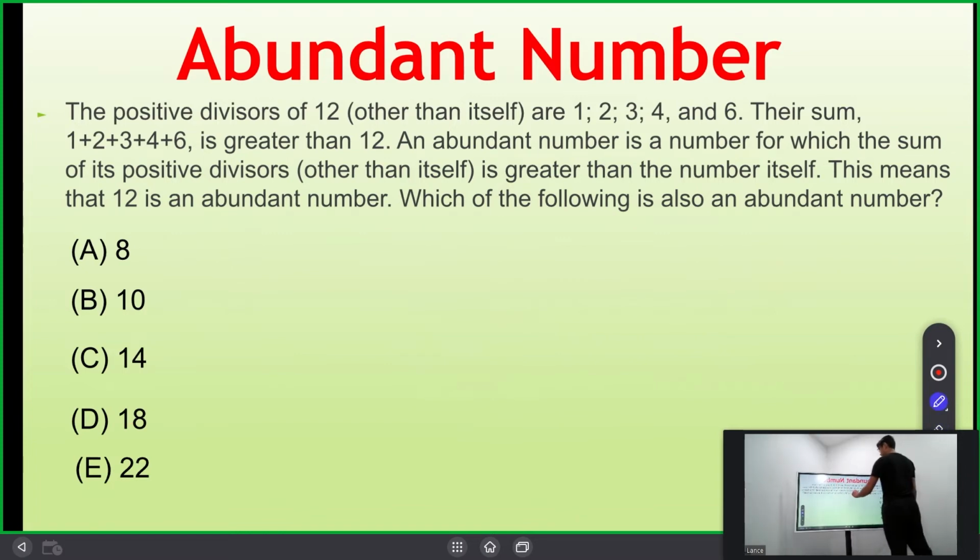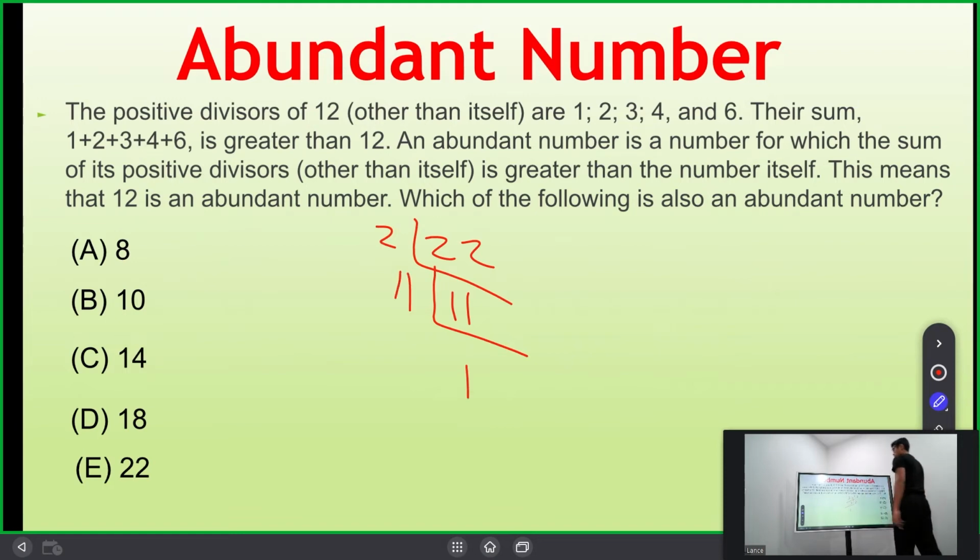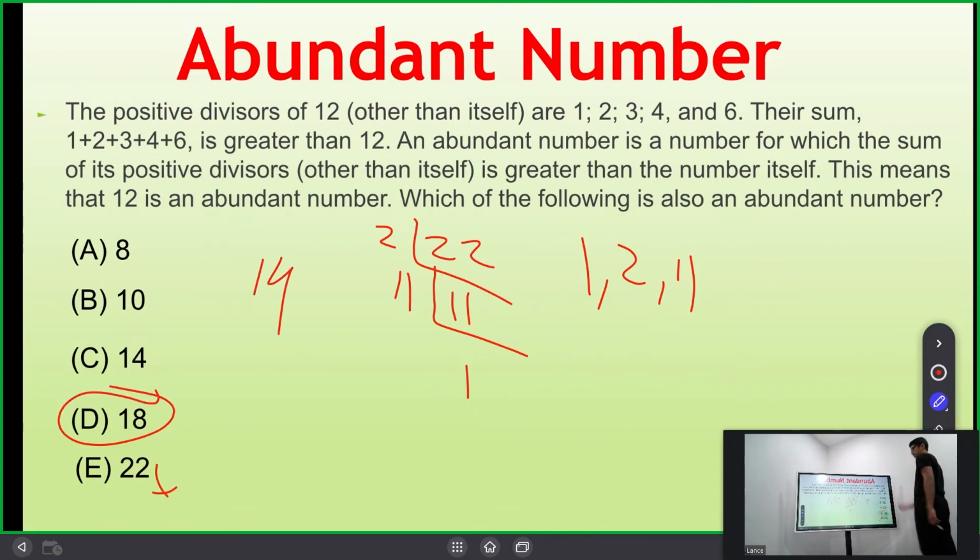So for 22, let's start off the same. Okay, let's start with 2. Then we get 11, and then we can try 2, 3, 4, 5, 6, 7, and all the way to 11. So we just do 11 and 1. So for 22, we have 1, 2, and 11. And if you add those together, 11, 12, 13, 14. So we only get 14 for 22, which means that 22 is not the right answer, and only 18 is the right answer here. So this is the answer for the first question.